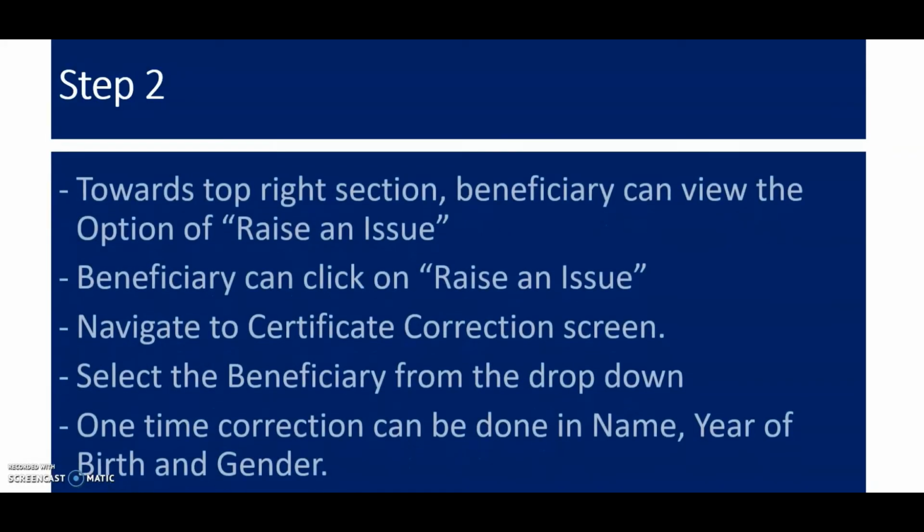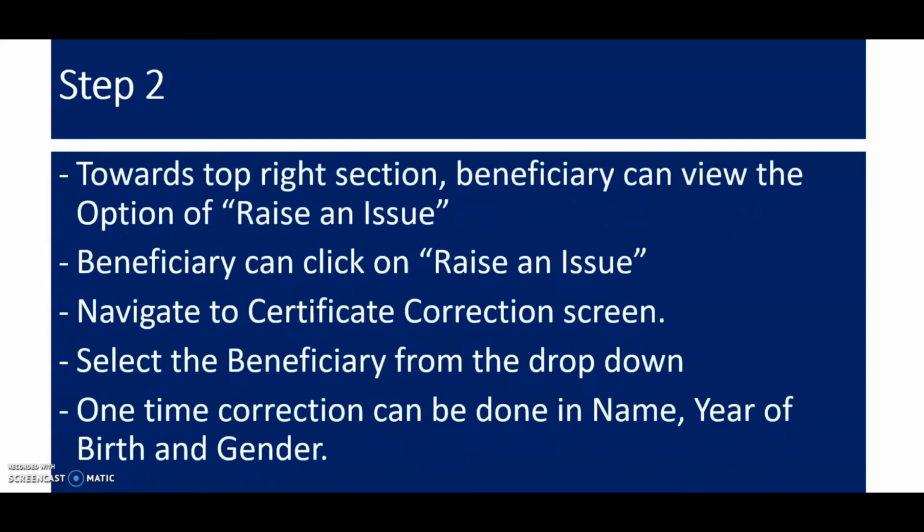Step 2. Towards right top screen, beneficiary can view the option of raise an issue. Beneficiary can click on raise an issue and further navigate to certificate correction screen. Select the beneficiary from the drop down list, and then one-time correction can be done in name, year of birth and gender.